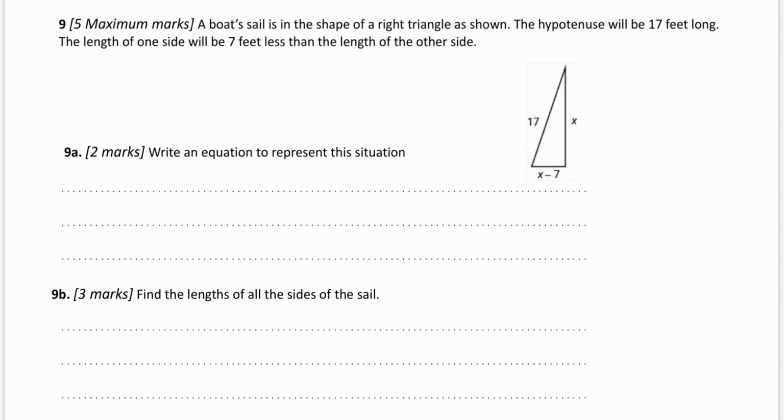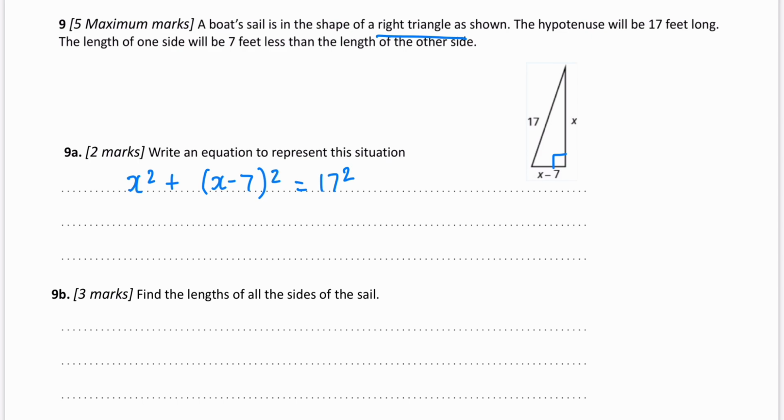So this is using Pythagoras. It's a right angled triangle. We're told that at the start, so it's just Pythagoras. So x squared plus x minus 7 squared is equal to 17 squared. And there's a mark there for writing that equation. You could also simplify it if you wanted to, but there is no need to. So x squared plus x minus 7 squared is equal to 17 squared.